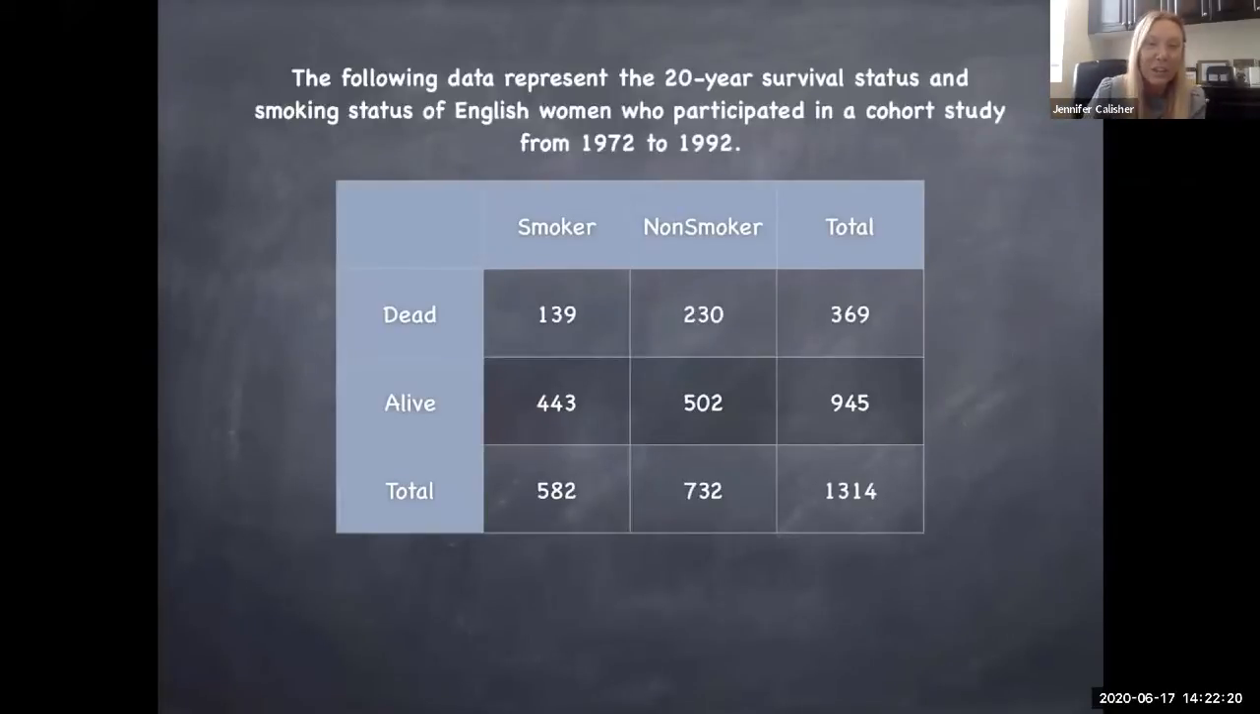Okay, so here is a chart. It's a little morbid, but it's the quickest one I could find that relates to what we're doing. It says the following data represents the 20-year survival status and smoking status of English women who participated in a cohort study from 1972 to 1992. So I'll give you guys a minute to look at this, and we'll answer 3 questions together.